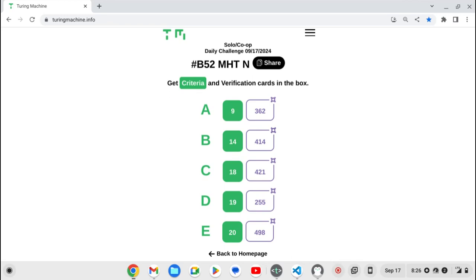Let's begin. Today's September 17th, 2024, and we're solving the Daily Turing Machine Puzzle. Today's puzzle uses the following 5 criteria cards: criteria card 9, 14, 18, 19, and 20. And the puzzle uses the purple verification cards. The code above is your way to get more information on today's puzzle by searching the code on turingmachine.info. Let's go solve.